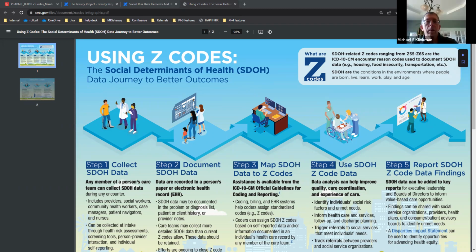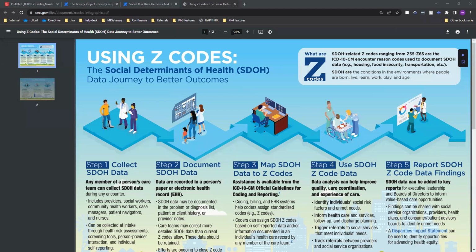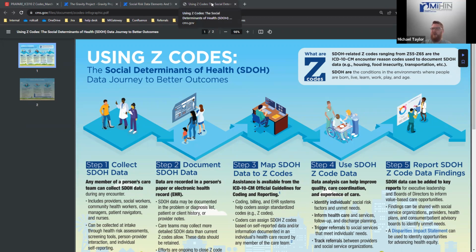Okay, all right. Isn't this the tool that CMS has put out? So step one actually says that any member of the care team can collect SDOH data. Yeah, I actually remembered this when you asked what has CMS said, and so I went and found it real quick, and I'm showing it. But yeah, this is the only thing I've seen of what CMS has said, and it says step one, any member of a person's care team can collect the data, and then step three, it says map SDOH data to Z codes. So as far as legality is concerned, it looks like CMS is directing that's okay.